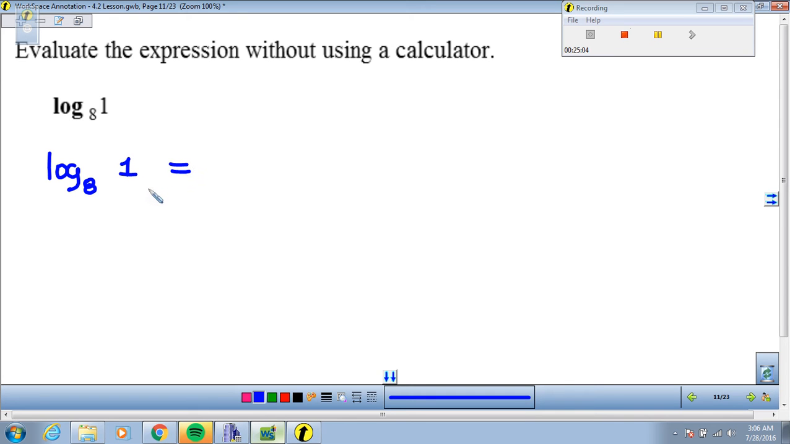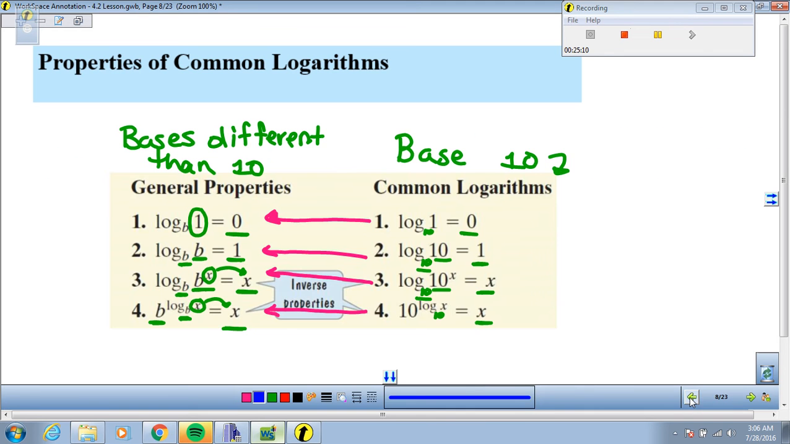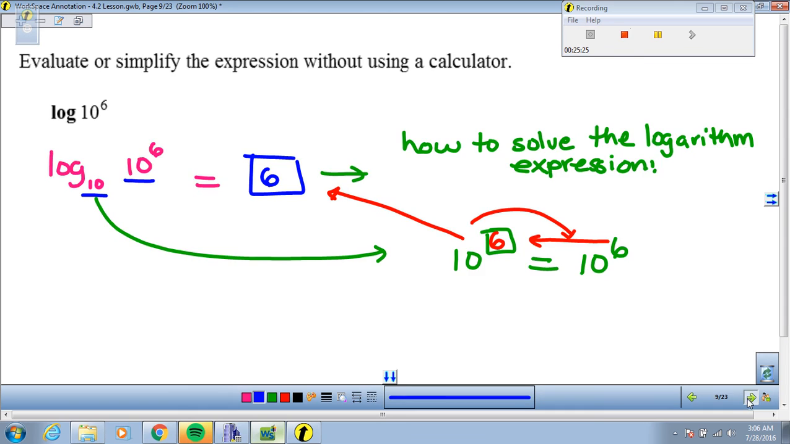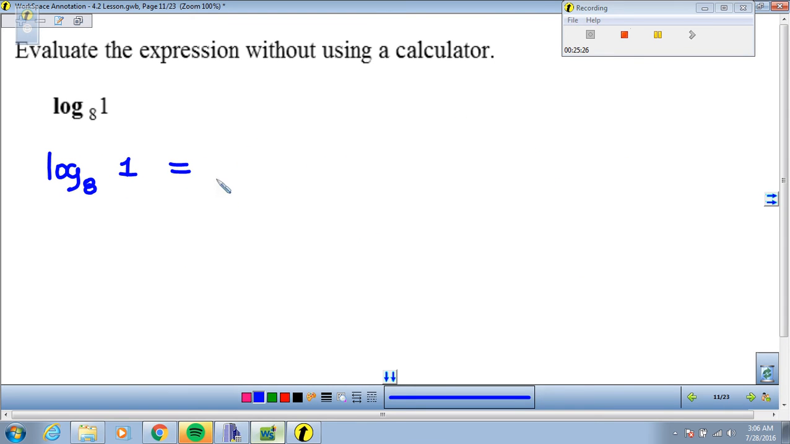So remember, if I go back to the logarithms, when my base is something that is not 10, I'm talking about some of these first 4 general properties. When there is a 1, like number 1 here, I'm talking about this one, the answer should be 0, no matter what the base is. So here, the answer is 0.